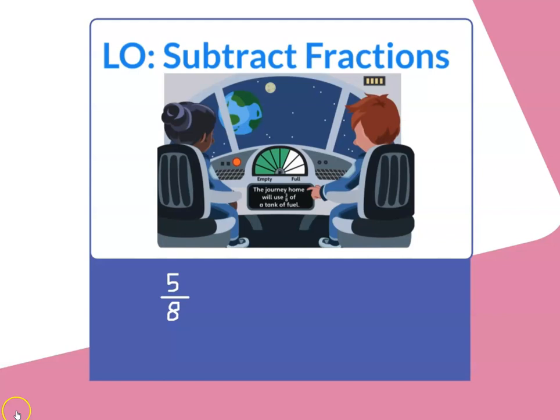Let's draw a bar model to show this. There are the 5/8 as a bar model. Now let's subtract 3/8. There are 2/8 remaining. 5/8 subtract 3/8 leaves 2/8. You will notice the denominator has not changed. We began with 5 parts of 8, we took away 3 parts of 8, and we still have 2 parts of 8 left.